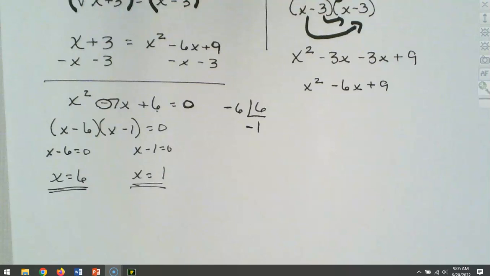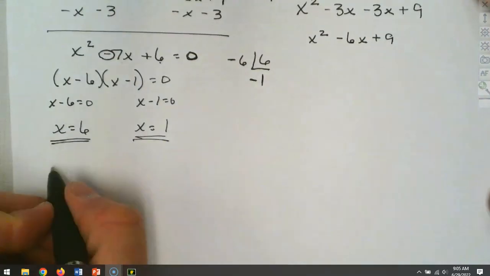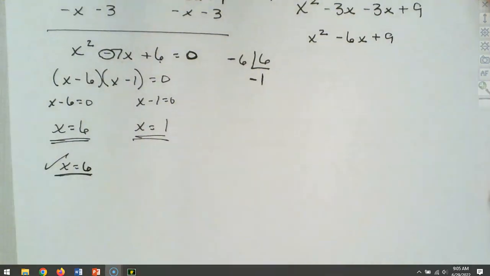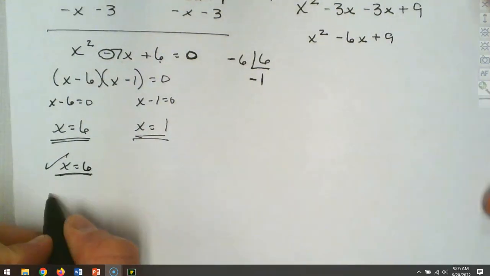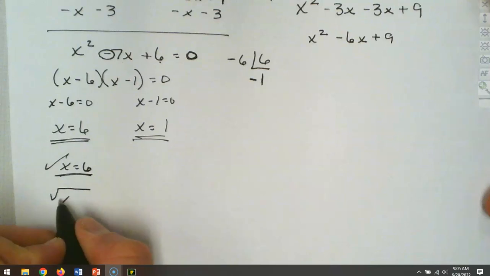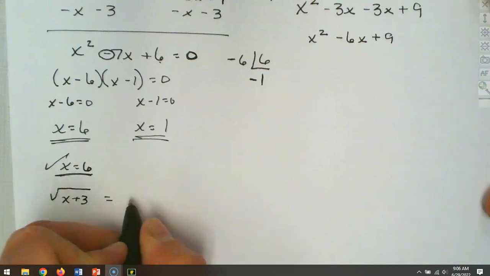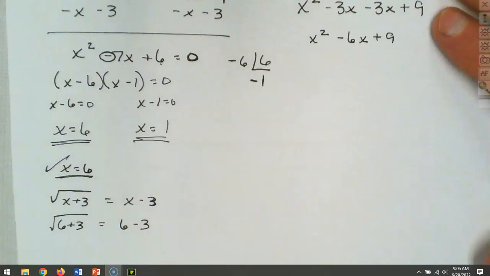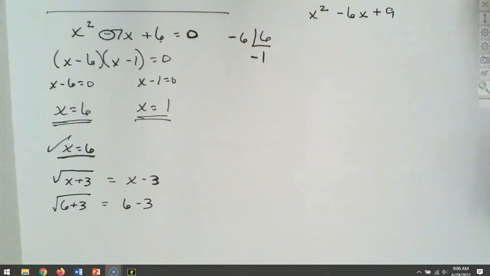So we're going to go ahead now and check these out. So let's check x equals 6. I'm going to check it back in the original, the square root of x plus 3 equals x minus 3. I'm going to plug in that 6 and see if we get the sides to be the same. And if the sides come out to be the same, then we know we did it correctly.